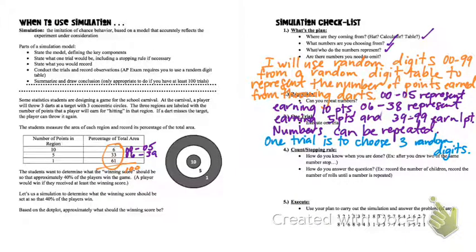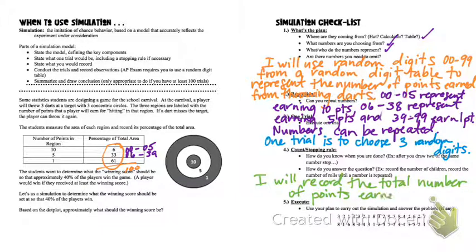So I will record. This is how I always start the last sentence. I will record the total number of points earned. So kind of the key phrase there is like, what are you going to write down? I'm going to write down the 3 scores.